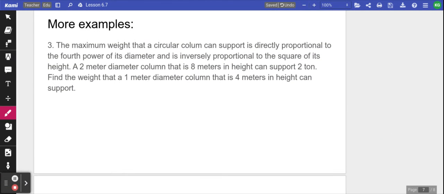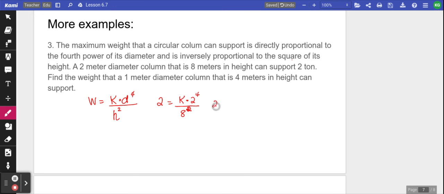The maximum weight that a circular column can support is directly proportional to the 4th power of its diameter, so d to the 4th, and inversely proportional to the square of its height. A 2-meter diameter column that is 8 meters in height can support 2 tons. So my weight is 2 tons, my diameter is 2, and my height is 8. So these will be squared.